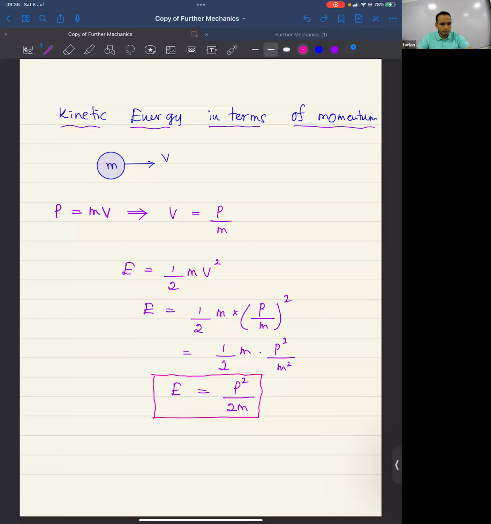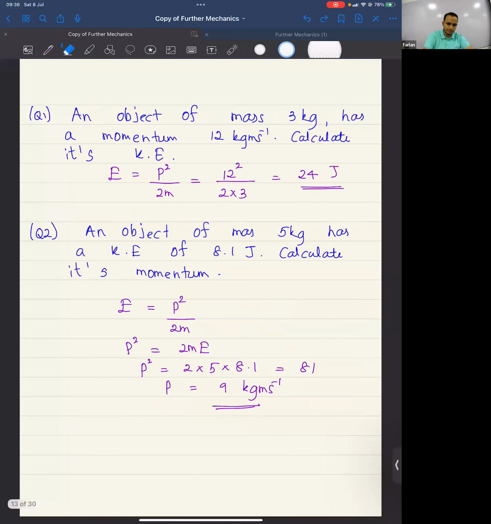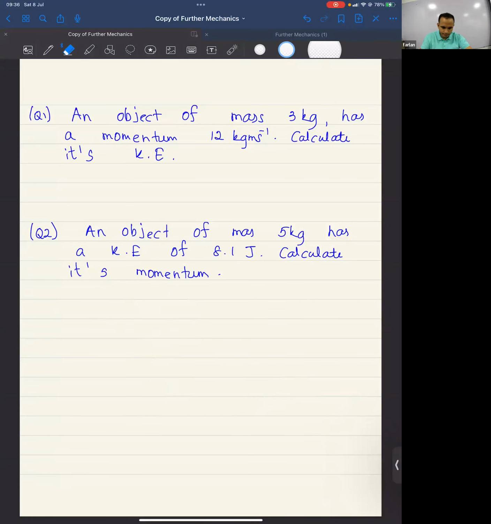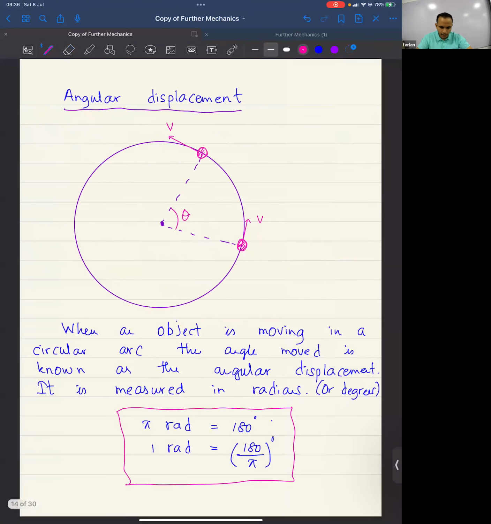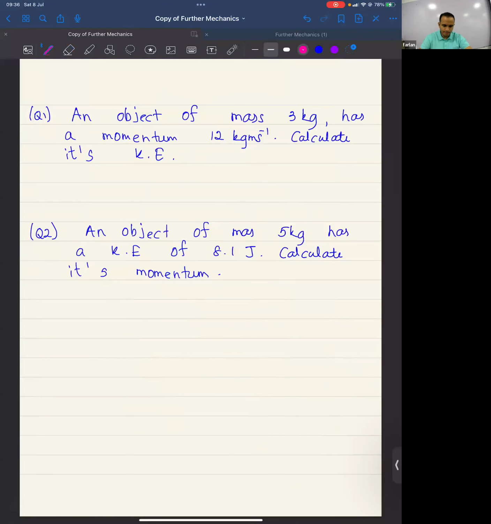Okay. Right. Guys, write down the question. An object of mass 3 kilograms has a momentum of 12 kilogram meters per second. Calculate its kinetic energy.